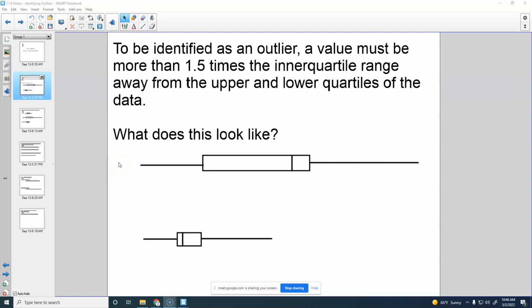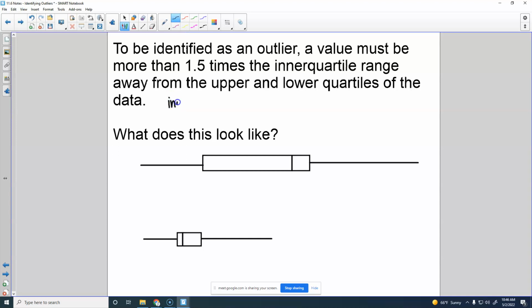A value must be more than 1.5 times the interquartile range away from the upper and lower quartiles of the data. So one thing we did not actually write down, we need to right now, let's squeeze this in right here. Interquartile range. It is often just referred to by the letters IQR. It is Q3 minus Q1. Third quartile minus first quartile.